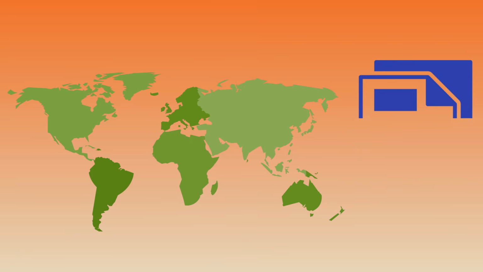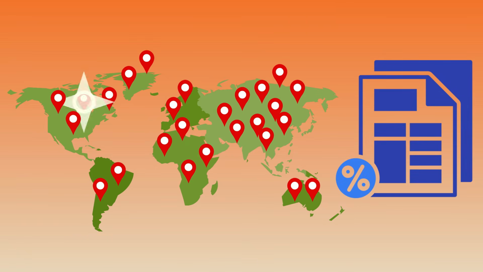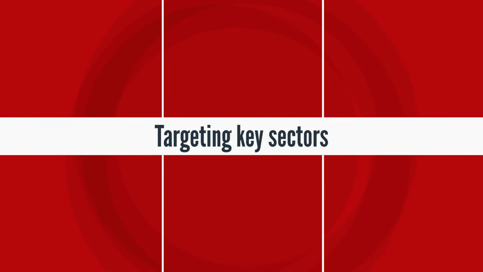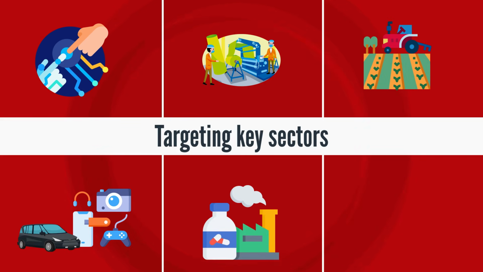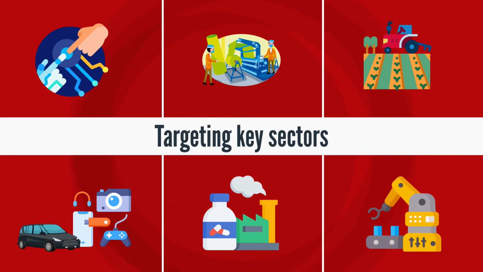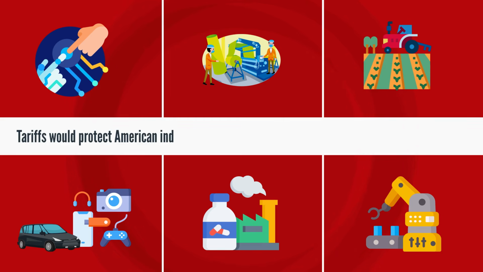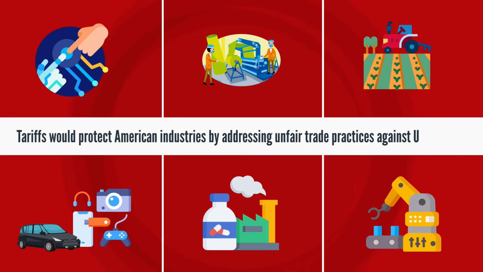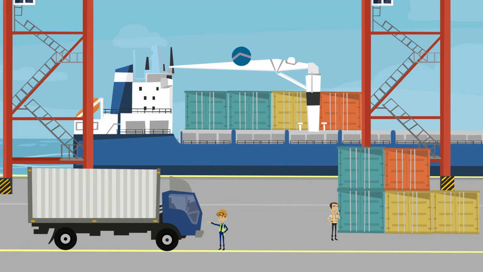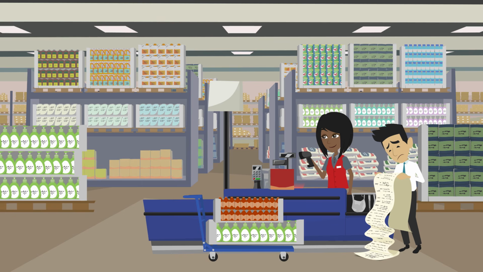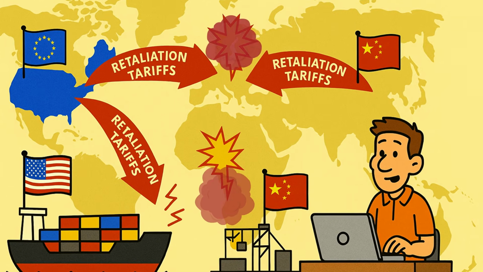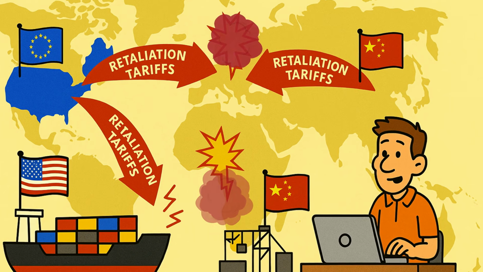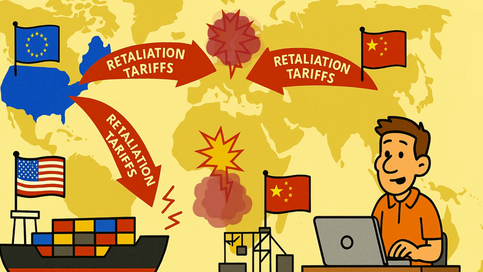Trump imposed tariffs on 185 countries worldwide, targeting key sectors such as technology, textiles, agriculture, electronics, cars, pharmaceuticals, and manufacturing. He argued these tariffs would protect American industries by addressing unfair trade practices against US products. However, the tariffs raised prices on imported goods, which impacted US consumers and businesses that relied on foreign supplies. This situation led to tensions with major trading partners and caused other countries to retaliate, thereby complicating international trade relations.